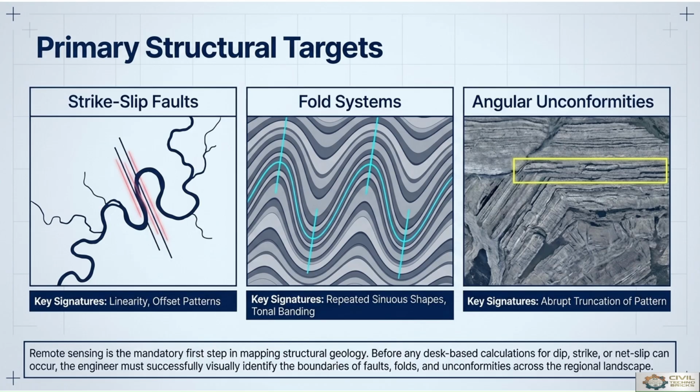So remote sensing is the mandatory first step in mapping structural geology. Before any desk based calculations for geological components like dip strike or net slip can occur, the engineer must successfully visually identify the boundaries of faults, folds, and unconformities across the regional landscape for the betterment of the project.